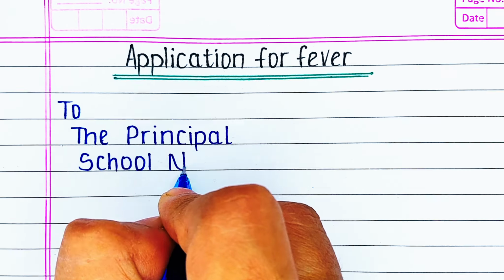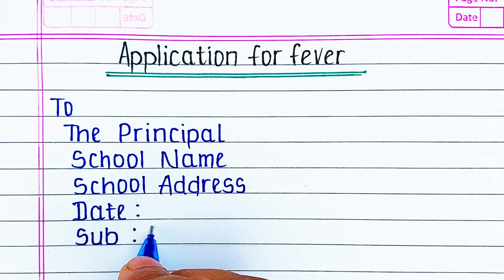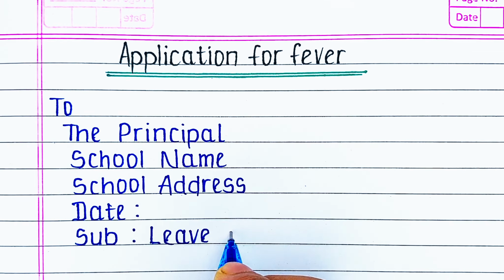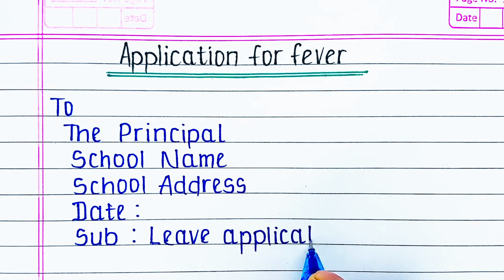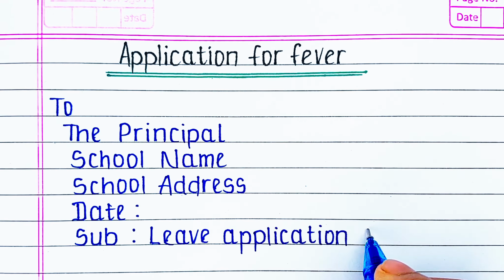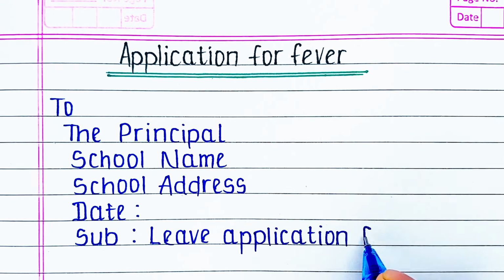In the next line, towards the left hand side corner, you need to mention the date on which you are submitting the application. In the next line, you need to mention the subject of your application. Here, for example, I am writing leave application for leave due to fever.